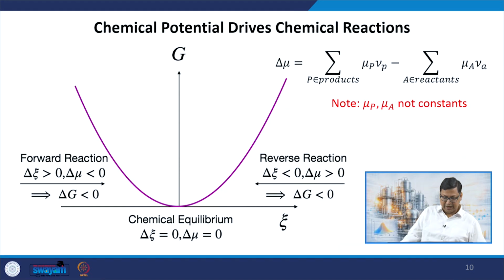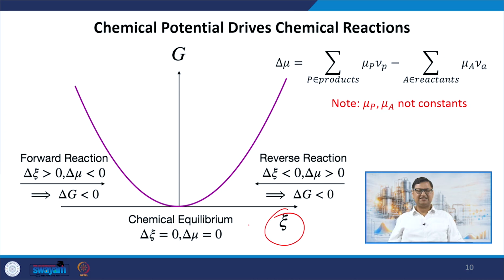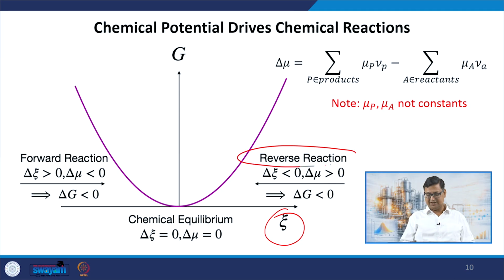So now I can think of my Gibbs energy change in the following way. Let us say I look at the absolute Gibbs free energy and I plot it against this extent of reaction, epsilon. Now if I am going in the backward direction for a reverse reaction, my delta epsilon is less than 0.